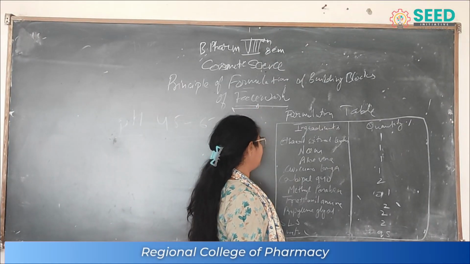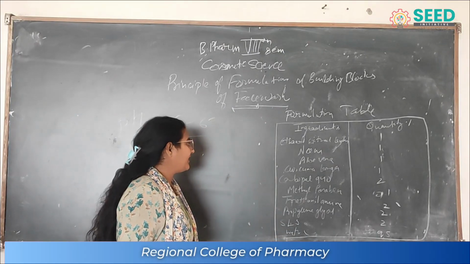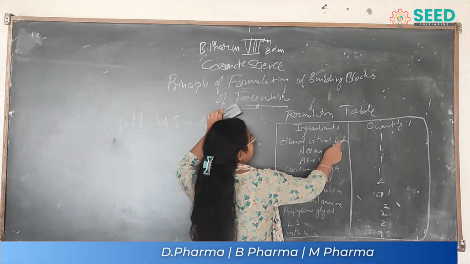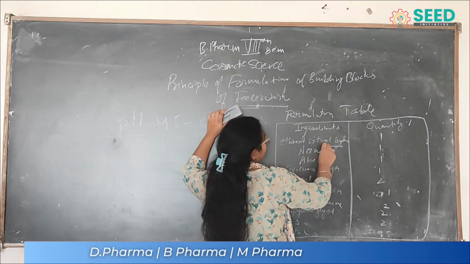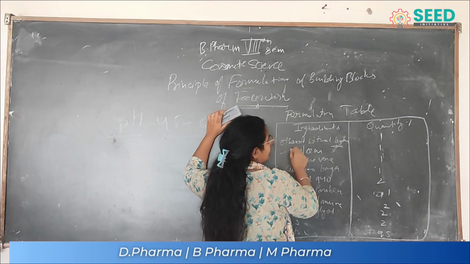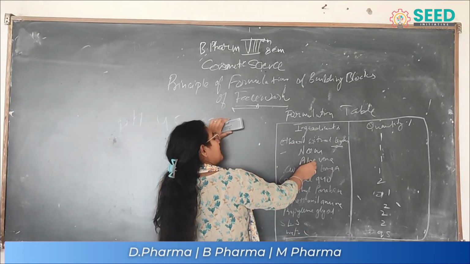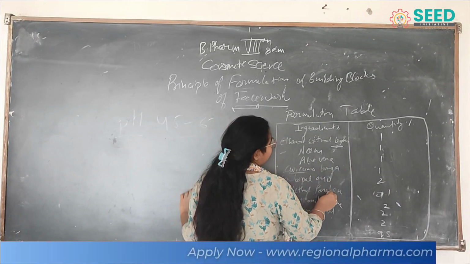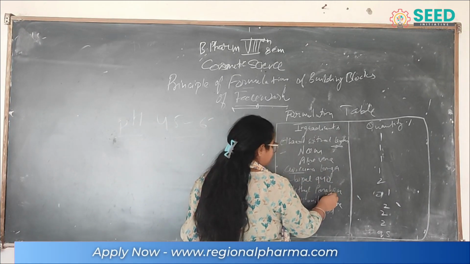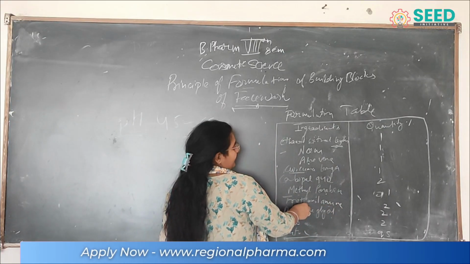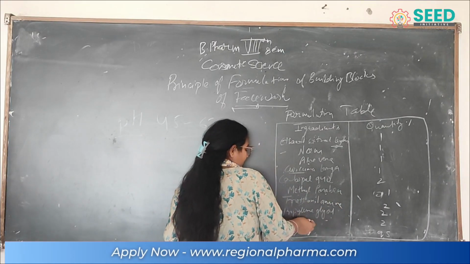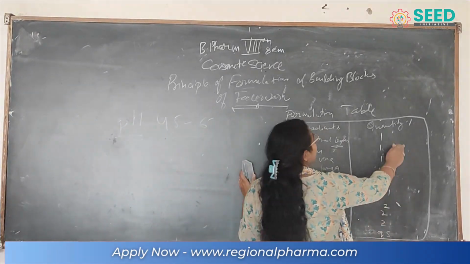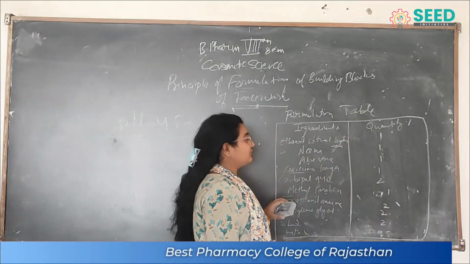Now the formulation table that I am writing here has the ingredients that we use in our face wash. First is the ethanolic extract of lemon, then ethanolic extract of neem, ethanolic extract of aloe vera, ethanolic extract of curcuma longa, then carbopol 940, then methyl paraben, then triethanolamine, propylene glycol, and sodium lauryl sulfate. So here is the general quantity we use in making any face wash.